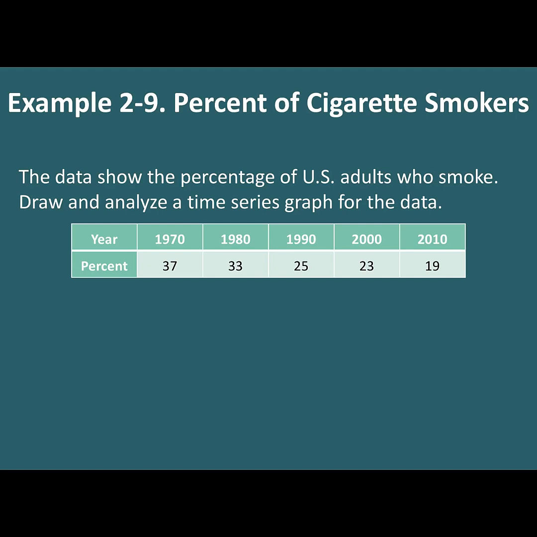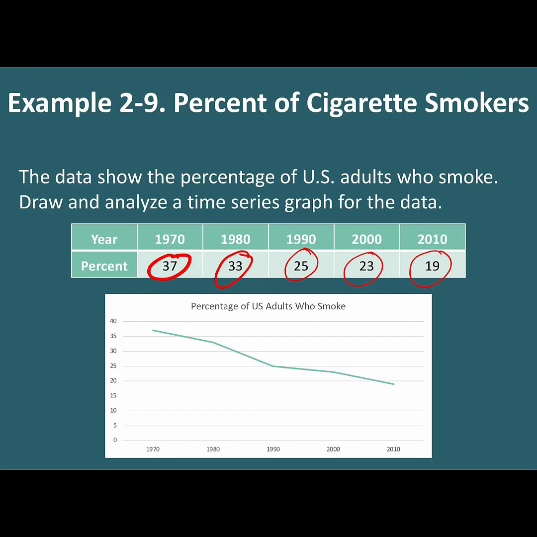The data shown below is the percentage of U.S. adults who smoke. Let's draw and analyze a time series graph for this data. Notice that in 1970, 37% of adults smoke. 1980 goes down to 33%, 1990 down to 25%, 2000 23%, and 2010 down to 19%. The time series graph would look as follows.